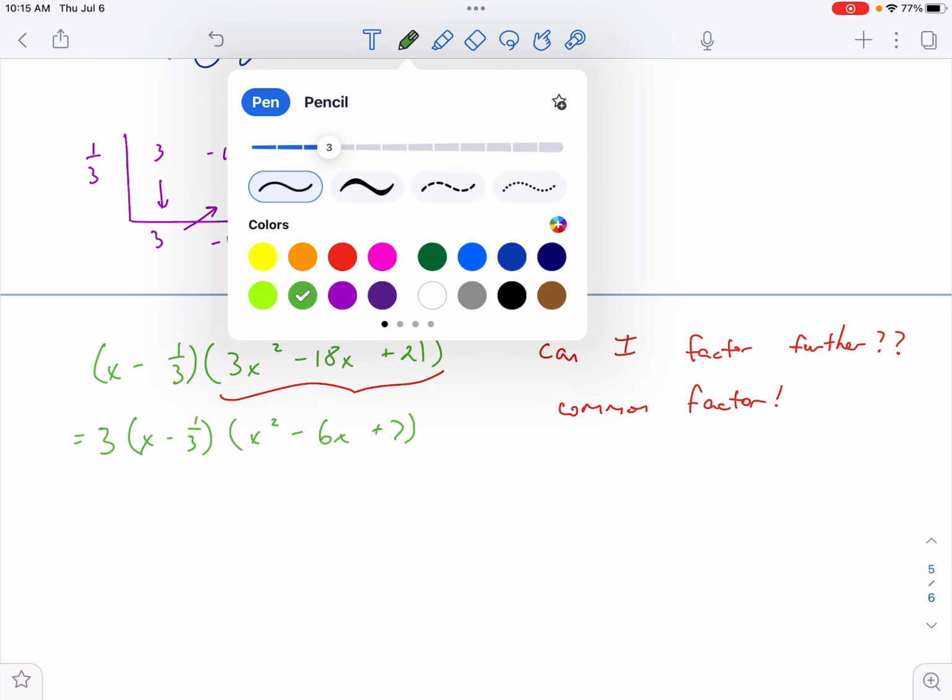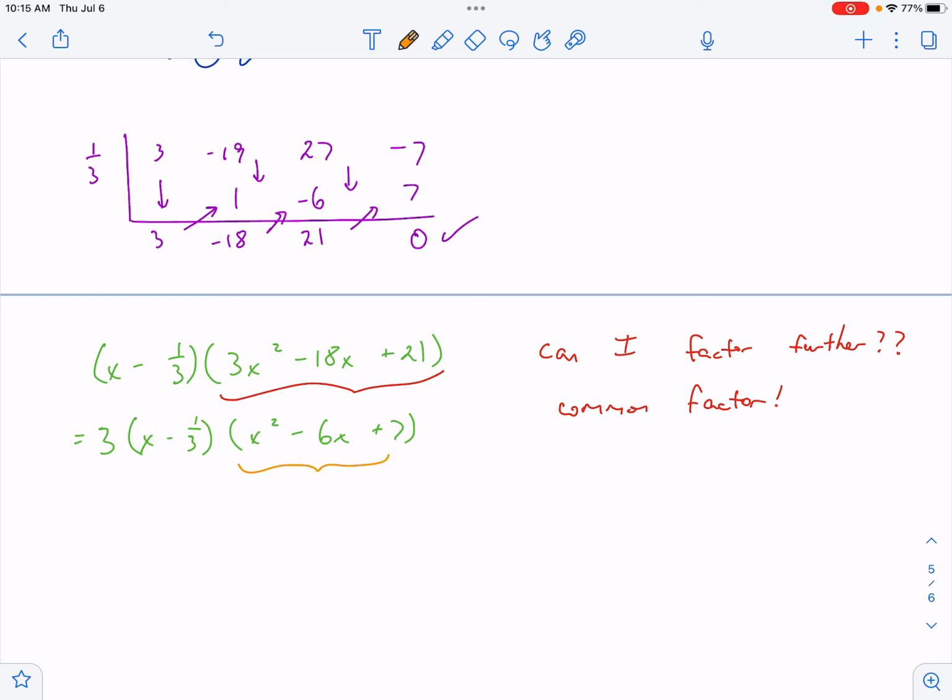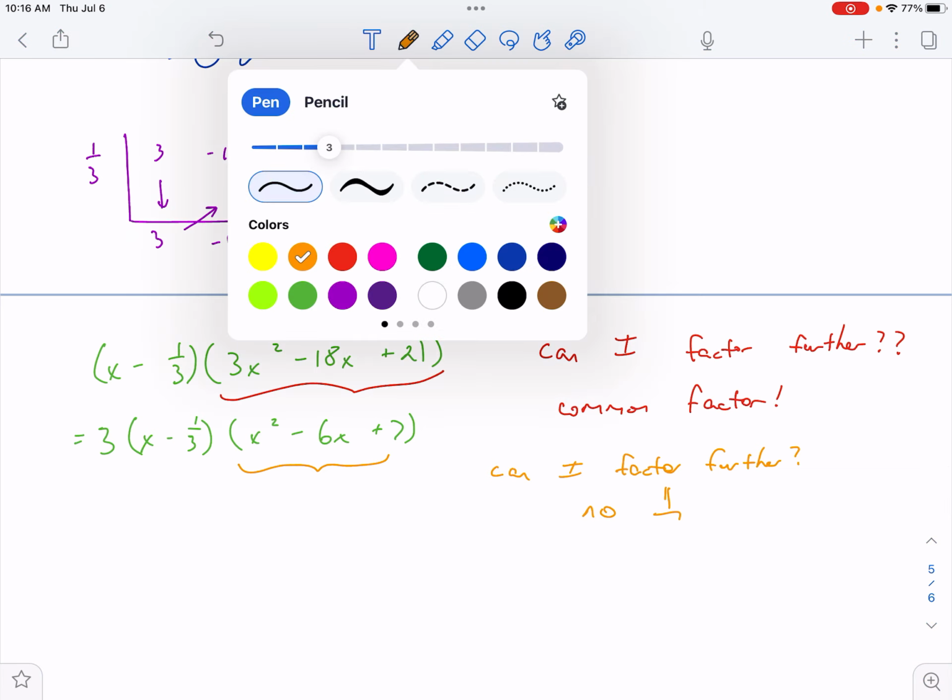Can I factor this further? No. We are done. There's no two numbers that add to negative 6 and multiply to positive 7. So we're done.